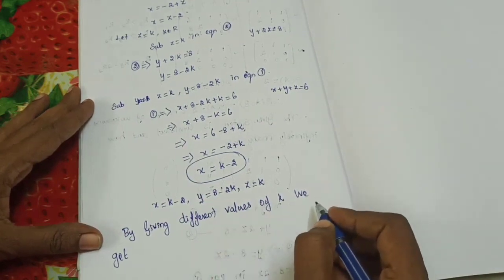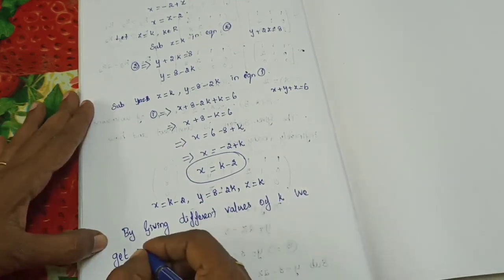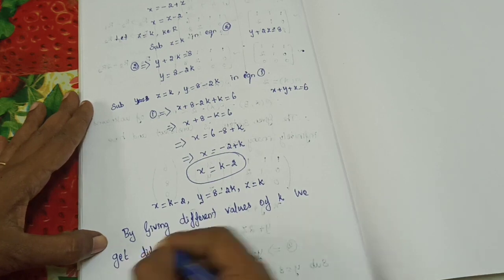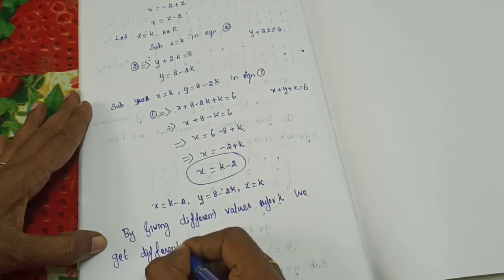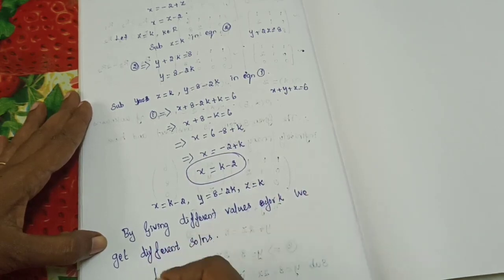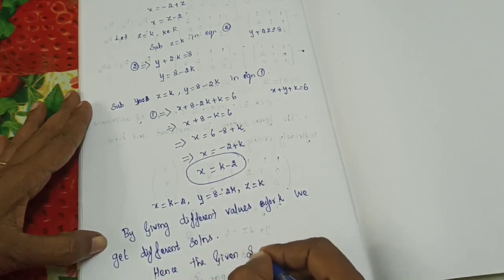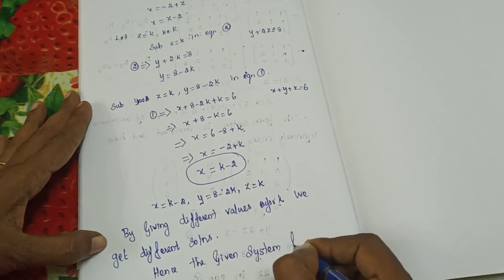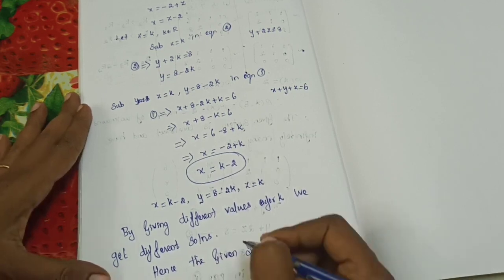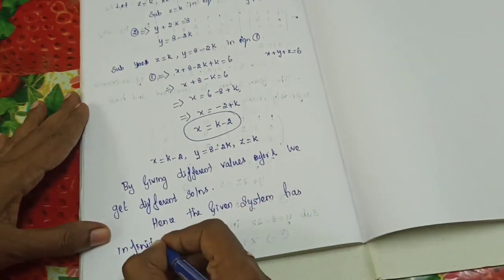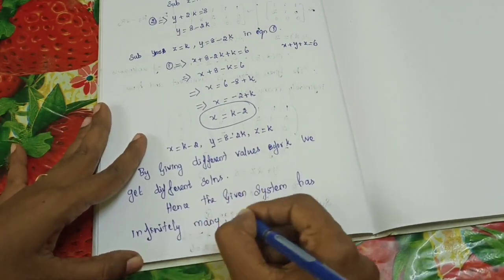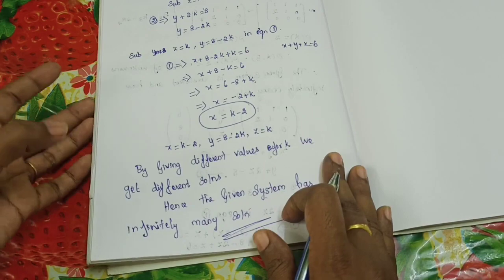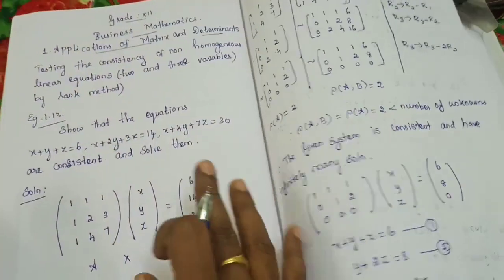Understand? Different values of k, we get different solutions. Hence the given system has infinitely many solutions. That's the answer. Understand? Got it? Let's recall.